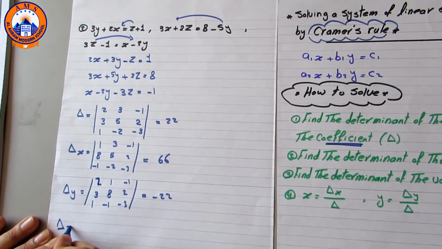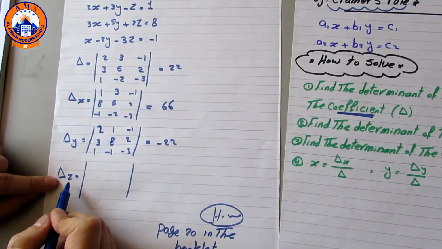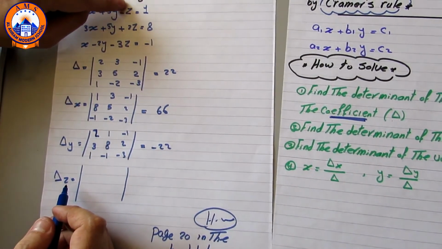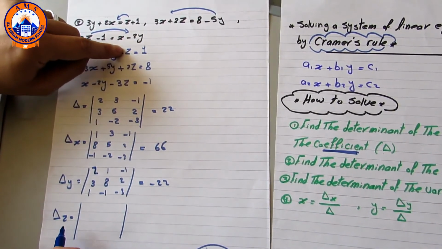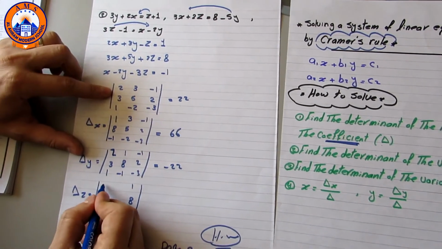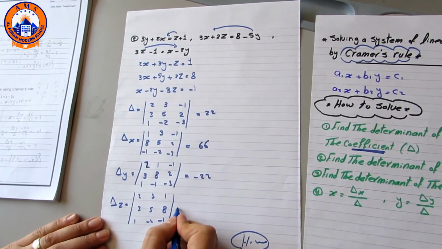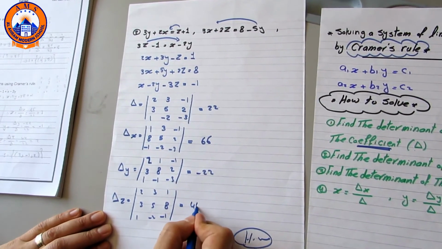Delta z, you have to change the coefficients of z and write the constants: 1, 8, negative 1, and write x and y: 2, 3, 1, 3, 5, and negative 2. And the result will be 44.